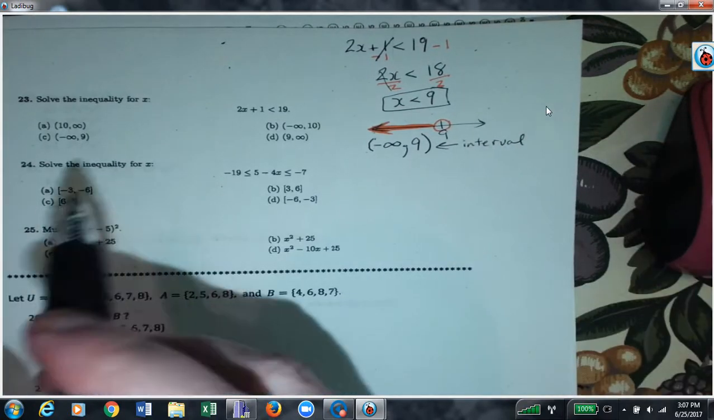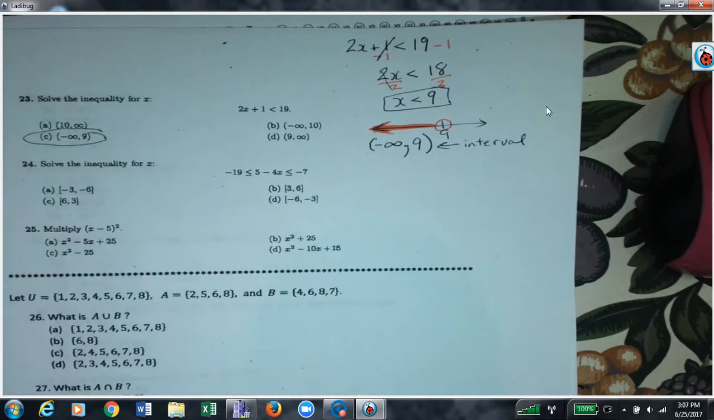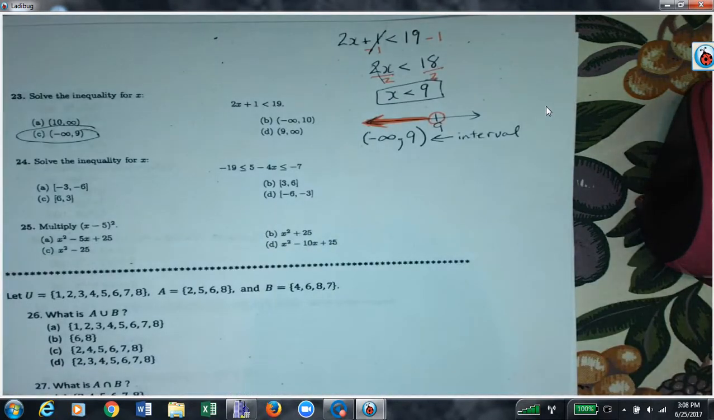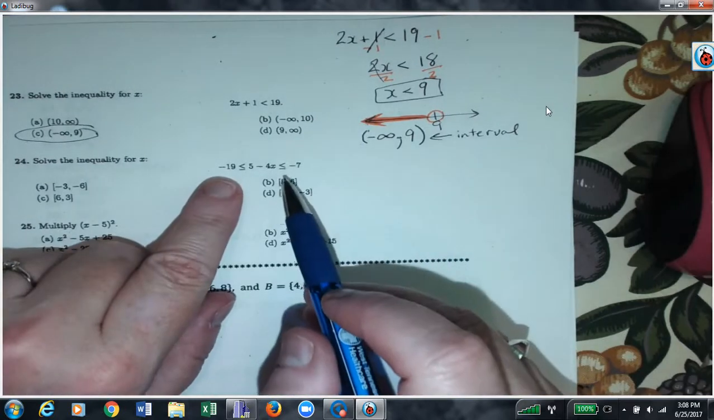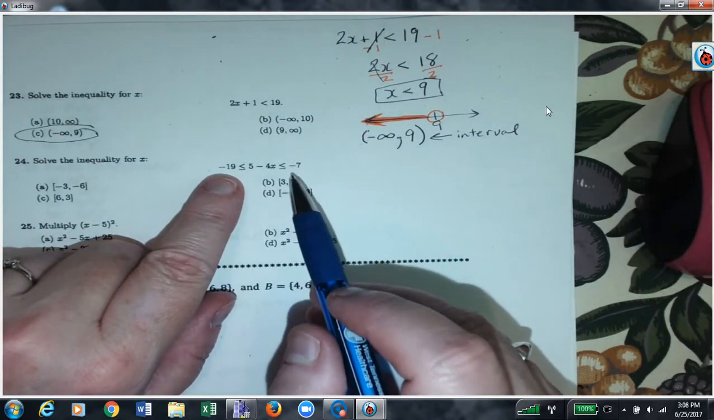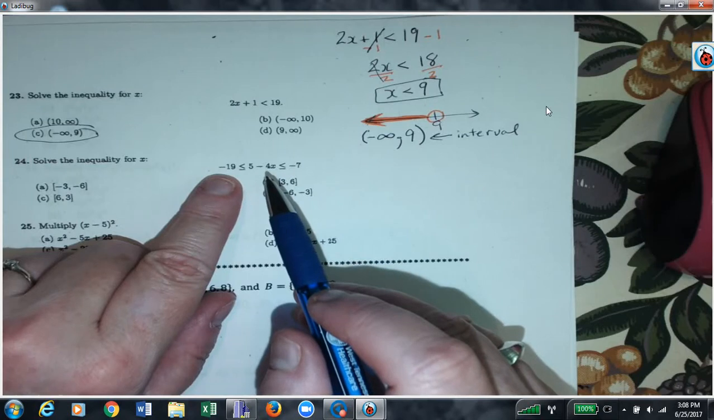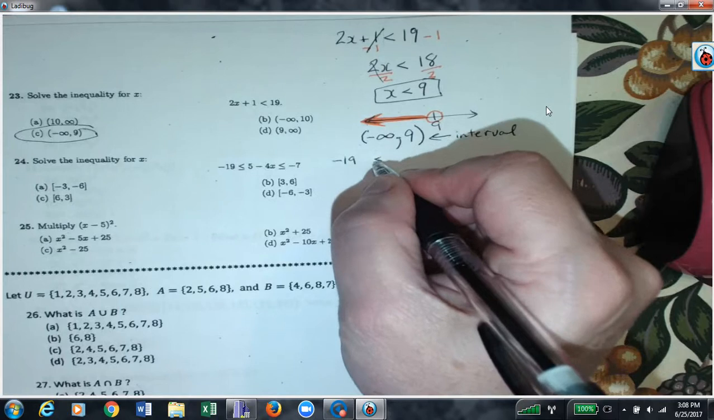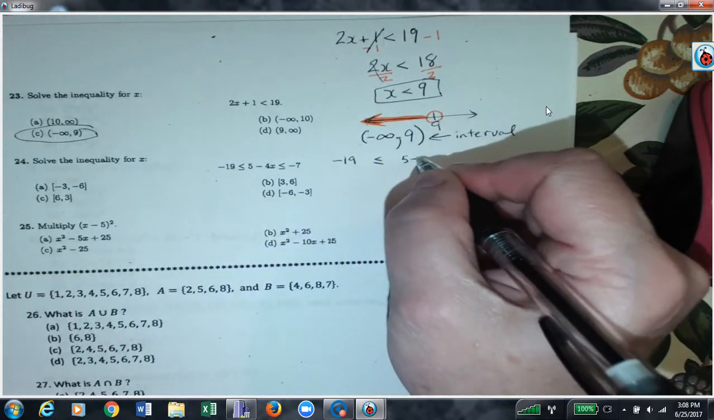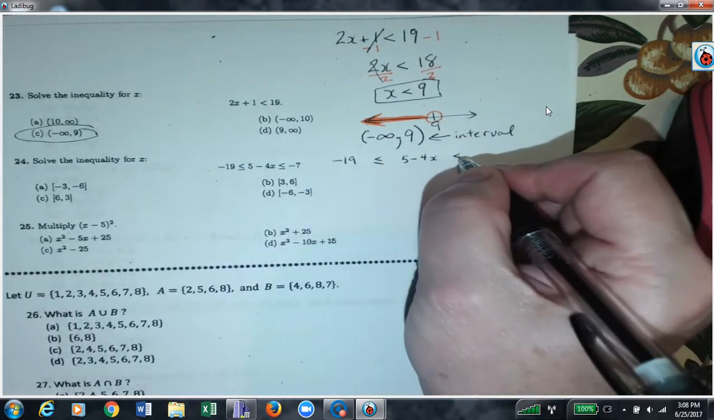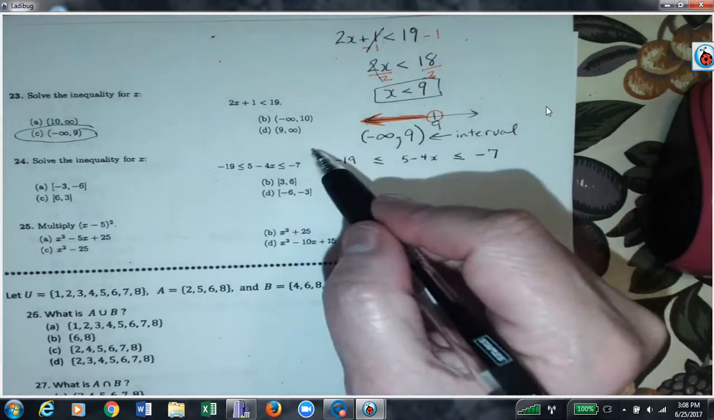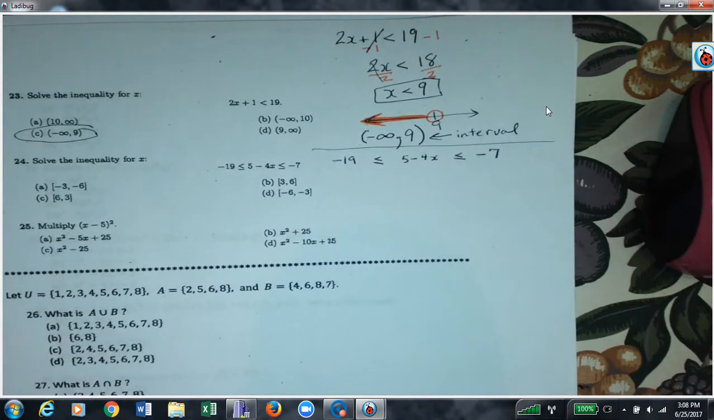So this is what I'm looking for. And so as we can see on number 23, that is C. Number 24. When we have an inequality like this, the goal is to get x by itself in the middle. So let me rewrite it over here. And also pay attention to your symbols there, because they include equality this time. Okay, now the goal here is to get x by itself in the middle.